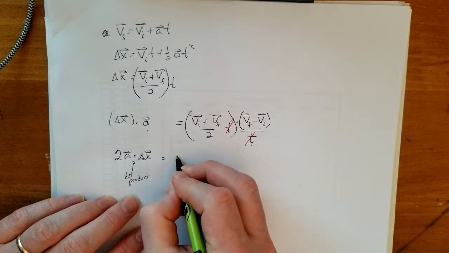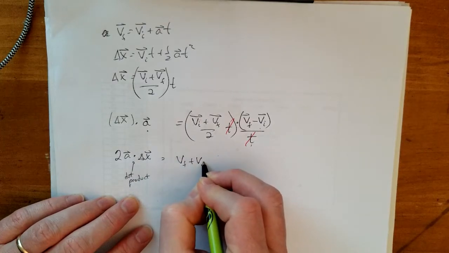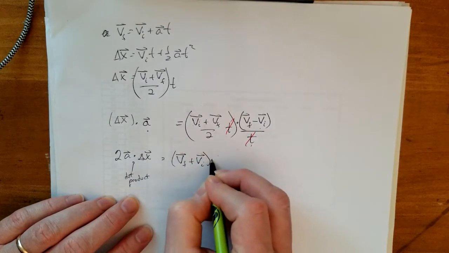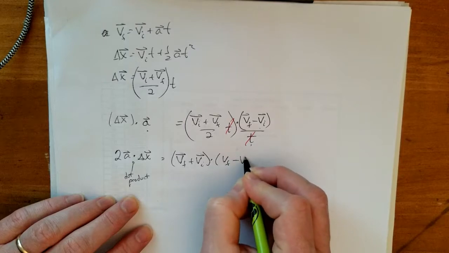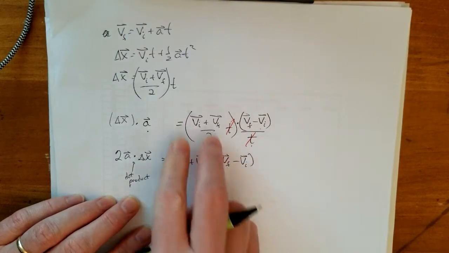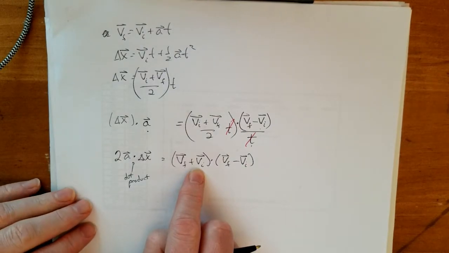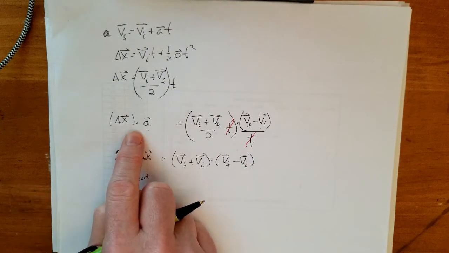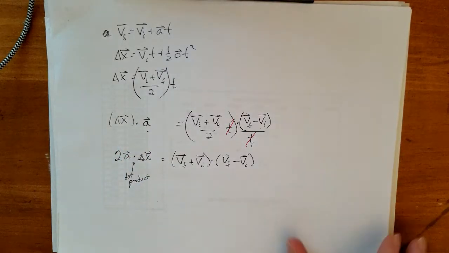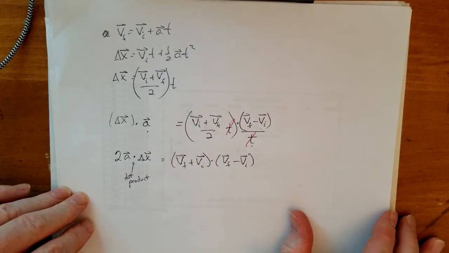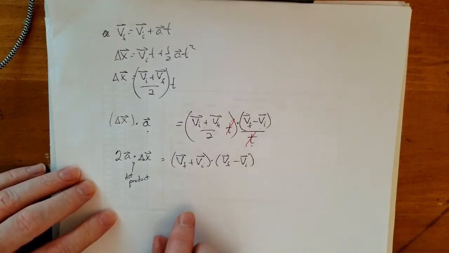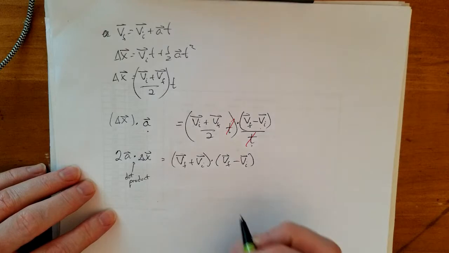So I end up with VF plus VI dot VF minus VI. Notice I flipped the order around here. The commutative property of addition holds for vectors. And the commutative property for dot product multiplication of vectors holds. The other type of multiplication is cross product. It does not hold. The commutative property does not hold. There's a minus sign that gets thrown in there.